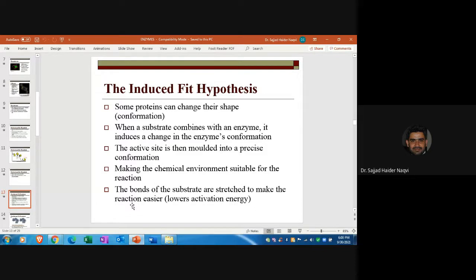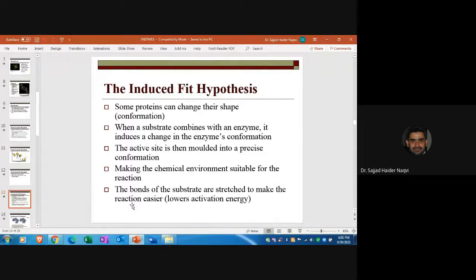Now, the bonds of the substrate are stretched to make the reaction easier, that means by lowering the activation energy. So I think the concept in both the lock and key model and the induced fit hypothesis is the same in terms of the fact that it lowers the activation energy. But the difference is that the induced fit hypothesis says that the binding of the substrate will trigger the conformational change in the enzyme, which in turn will mold a more precise conformation of the active site, thereby making the environment suitable for the reaction to be carried out.